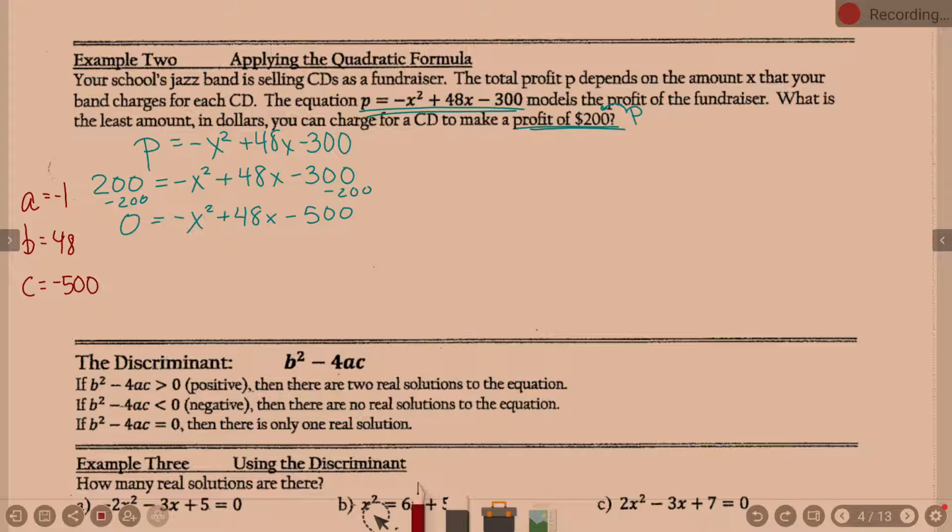Okay. Write this quadratic formula out, guys. X equals negative B, negative 48, plus or minus the square root, B squared, so 48 squared, minus 4 times A, which is -1, times C, which is negative 500, all over 2 times -1. Okay. That is an important step right there, guys. Get it written out. See what we can do.